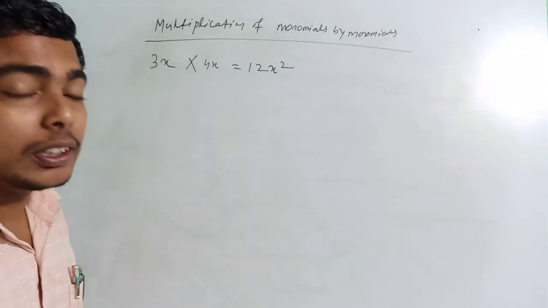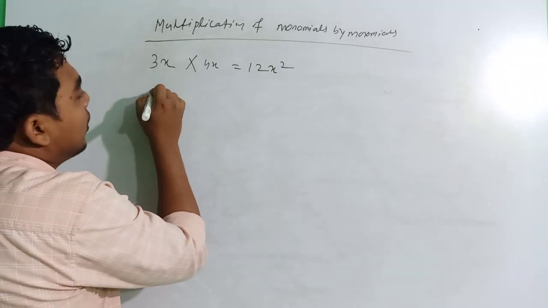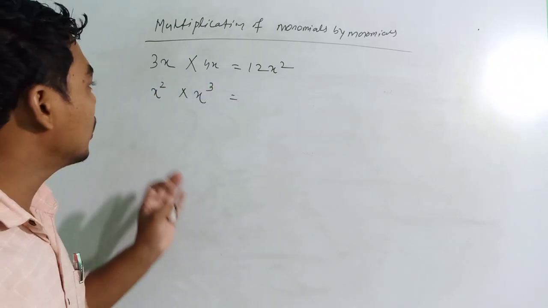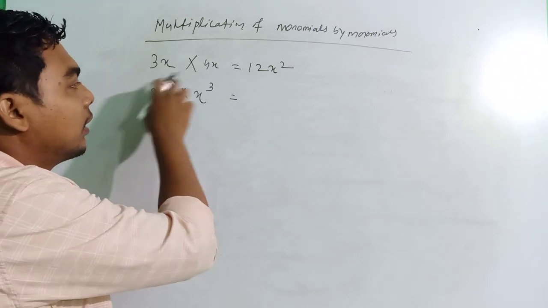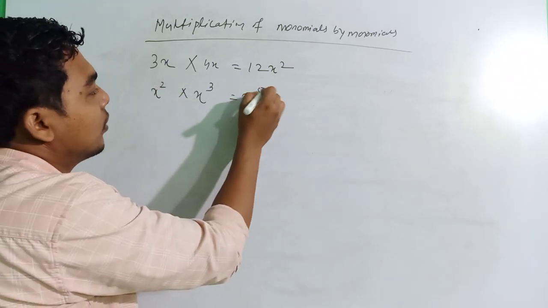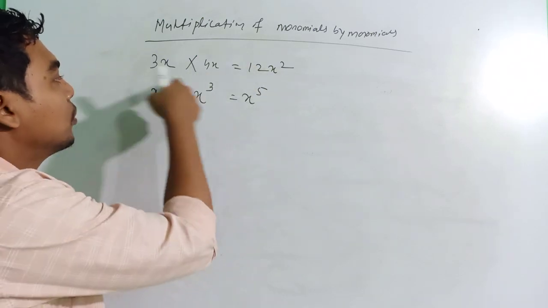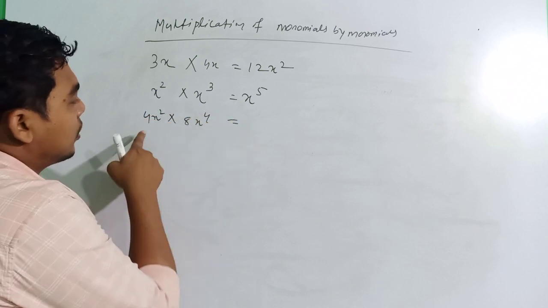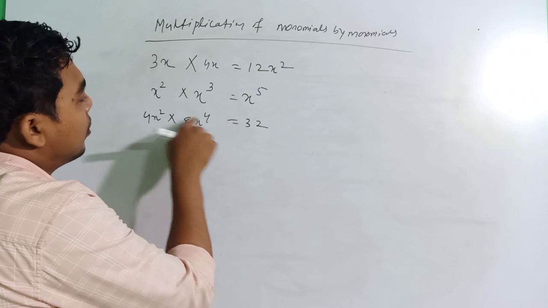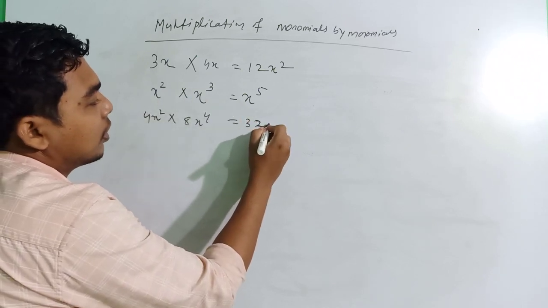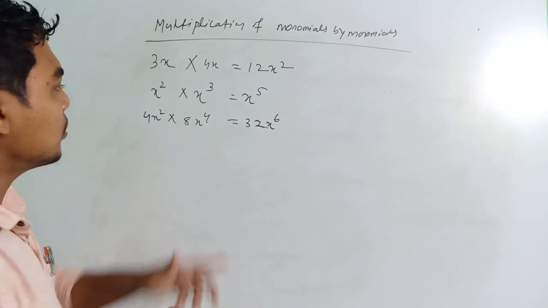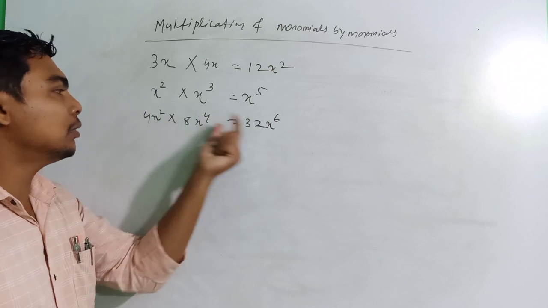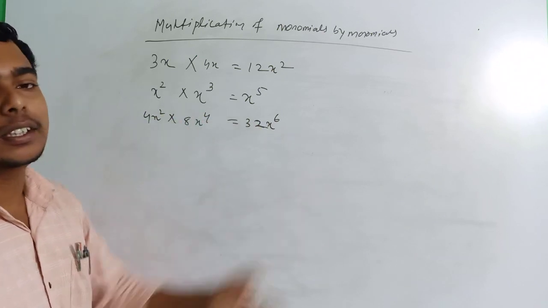We have learned this in exponents. Suppose there comes x square into x cube. Just as you have learned in exponents, if the bases are the same, the powers are added. x square into x cube is x to the power 5, 3 plus 2 is 5. Just the powers are added. If it is 4x square into 8x to the power 4, 4 eights are 32, 4 plus 2 is 6, x to the power 6. The constant numbers are multiplied, and since the base is the same, the powers are added.